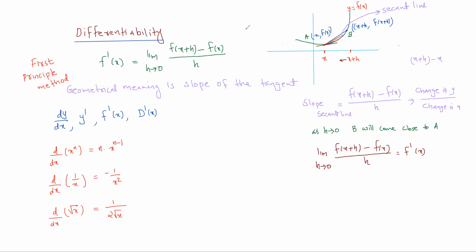Then you have seen trigonometric functions. Derivative of sin x is cos x. Derivative of cos x is equal to minus sin x.